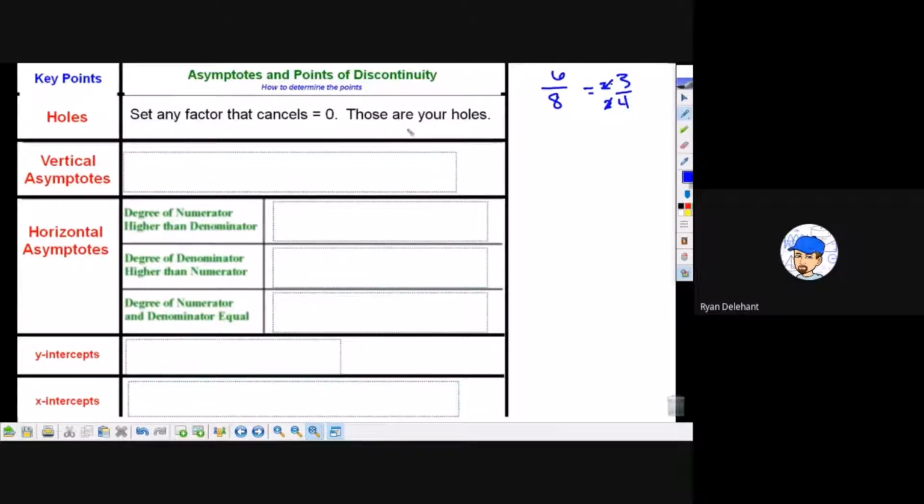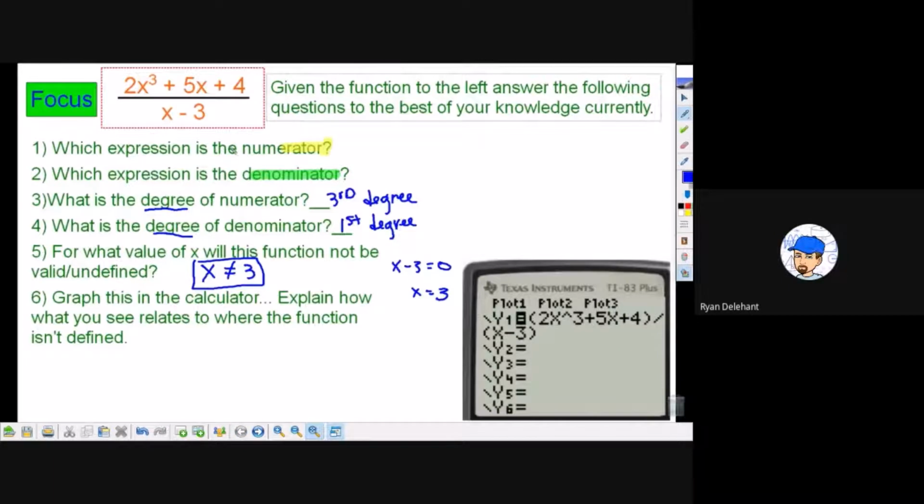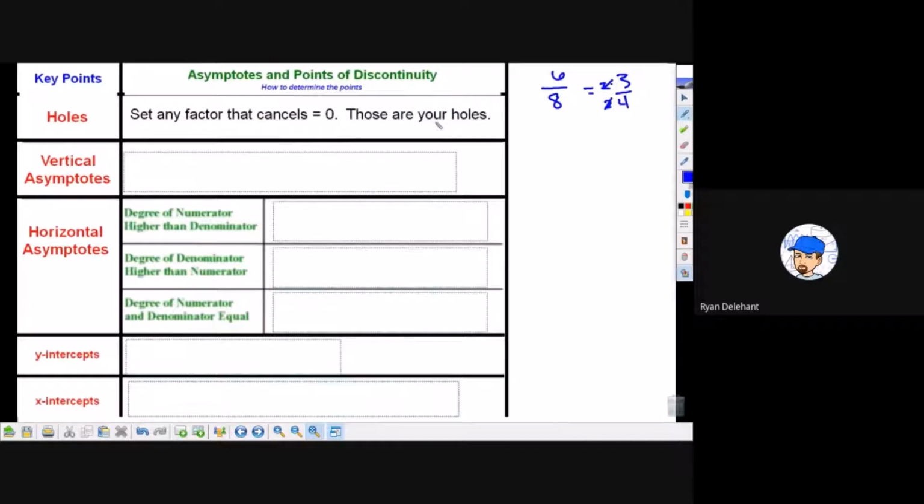When we look at our rational functions, which have polynomials in the top and bottom, we've got to see if anything cancels out of the top and the bottom and simplify it first, which is going to require us to do some factoring. If something cancels out, we're going to use that to find our holes.